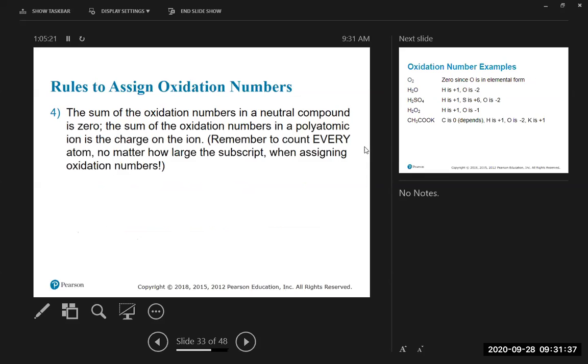The sum of the oxidation numbers in a neutral compound is 0. What that means is that all the individual atom oxidation numbers have to cancel out if the molecule doesn't have a charge. If it has a charge, then the sum of those individual atom oxidation numbers has to equal the charge on the molecule. And you have to count every atom. So if it's C12, you have to count 12 carbons and put that into your calculation when you're doing these oxidation numbers.